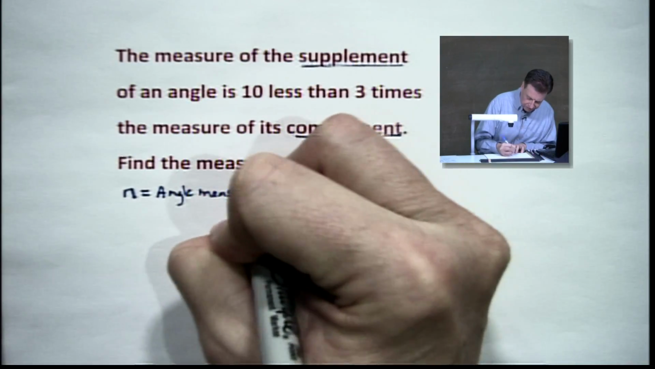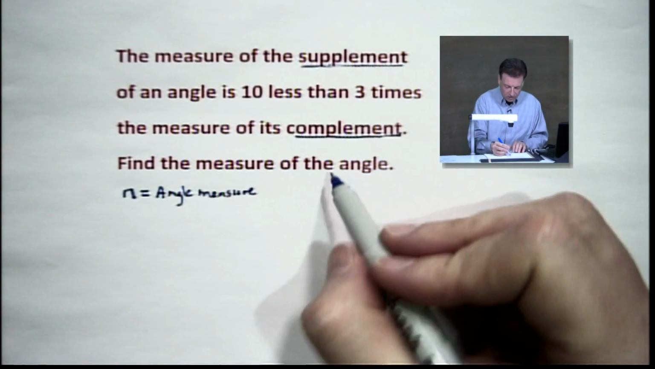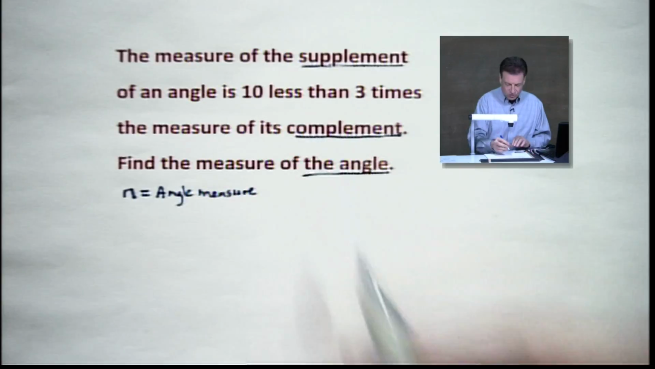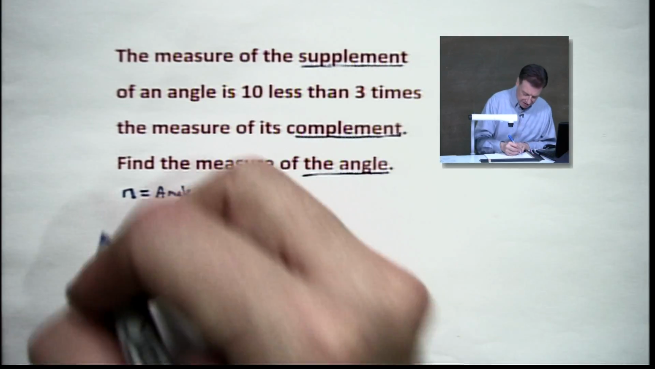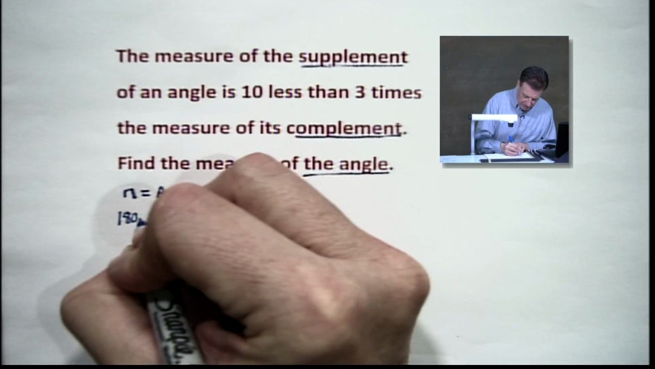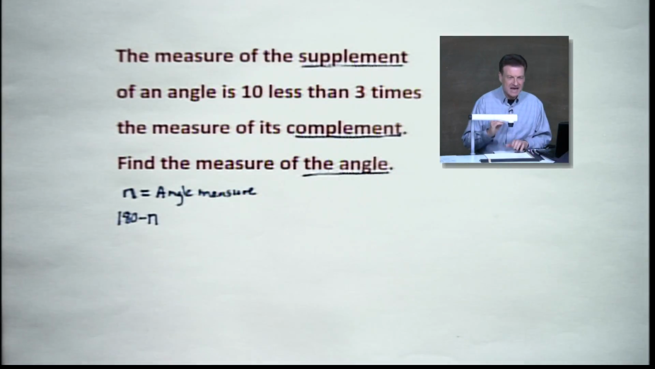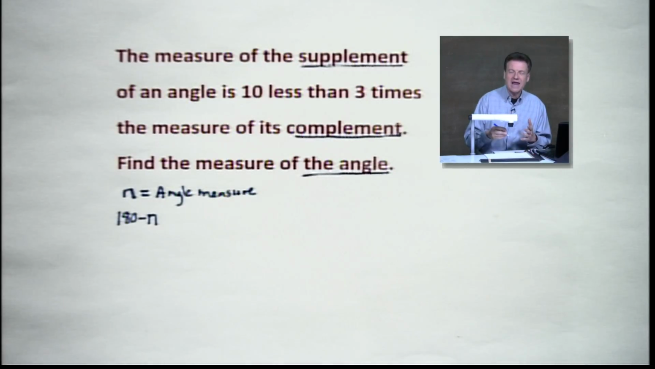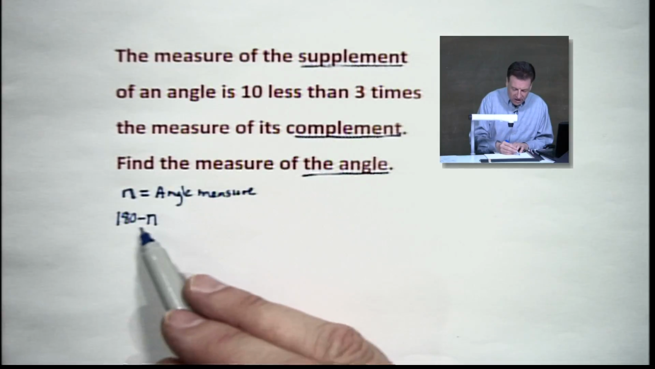You say, which angle? The angle that we're looking for, okay? Right there, that's the one we're looking for. Now, let's go back to this word supplement. Supplement is going to be, remember, 180 minus that angle. So if that angle were 20, the supplement would be 160, because supplementary angles, remember, add up to 180 degrees. So I don't know what it is, so we put 180 minus n.